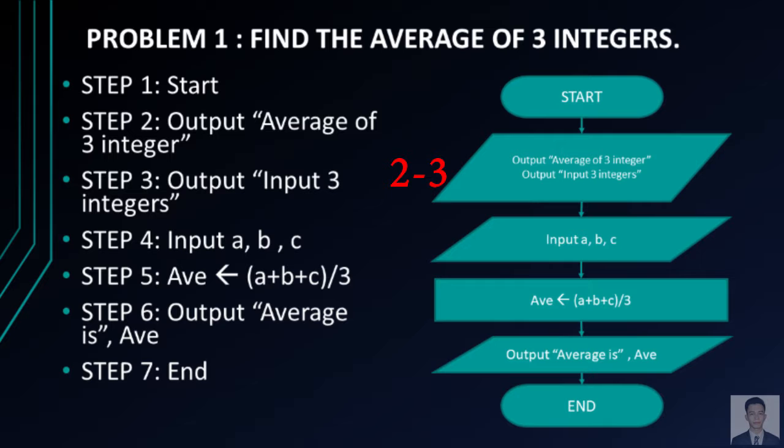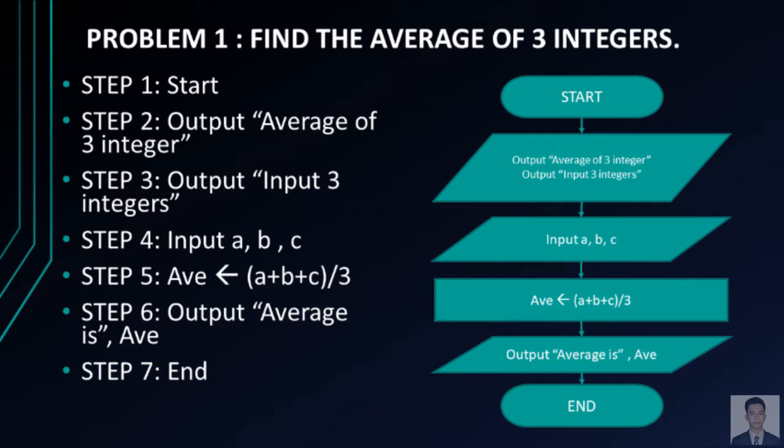The next step is step 4. We need to input the three numbers. So the shape is still the same. Parallelogram, input A, B, and C. So after this, we need to do a process where we are able to find the average. So the average is actually the sum of A, B, C and the whole thing divided by 3. And after this is done, the output is average is AVE, and end.